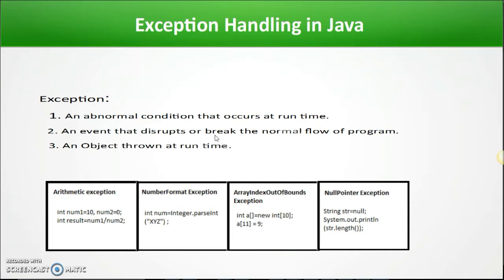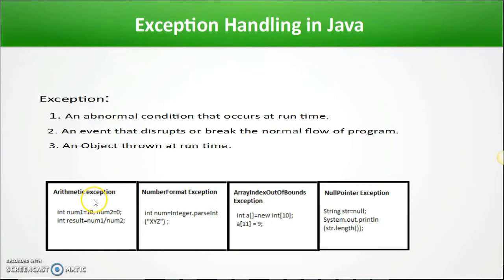One thing we have already discussed: an exception is nothing but a class in Java. So in exceptions we basically use an object thrown at runtime. It means we work around this object and handle all the exceptions. Below are examples of such exceptions: arithmetic exception, number format exception, array index out of bound exception, null pointer exception. All these exceptions are just classes in Java.